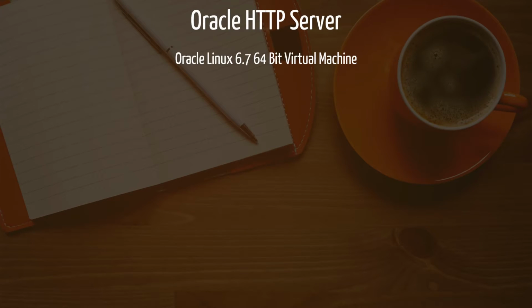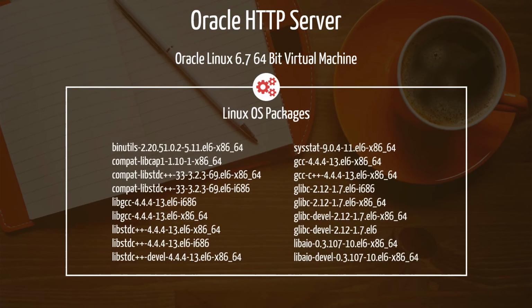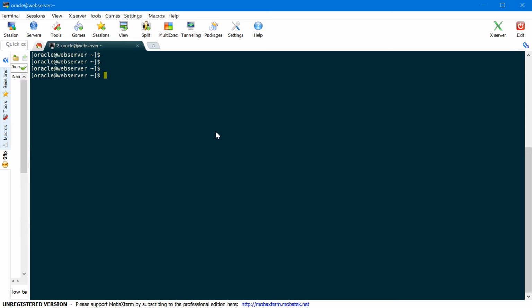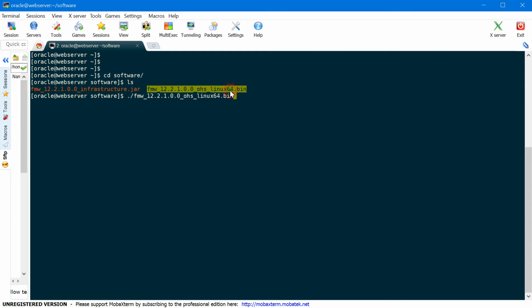I'll be using Oracle 6.7 64-bit virtual machine to install and configure OHS, and make sure these OS packages are installed before starting OHS installation. I'm in my software directory here, and I have my OHS installer, that is nothing but a .bin file, so you can directly execute it using ./ and then the bin file name.